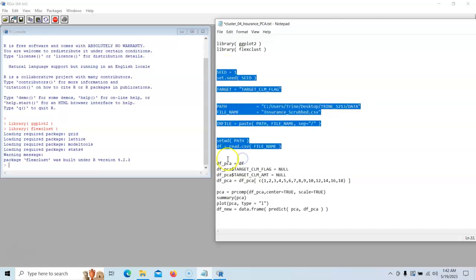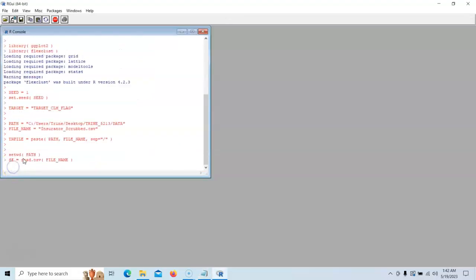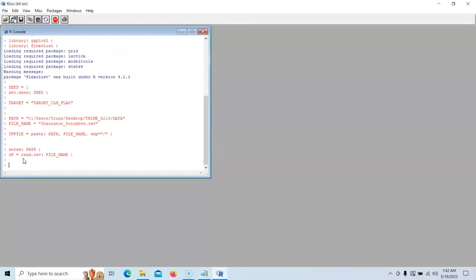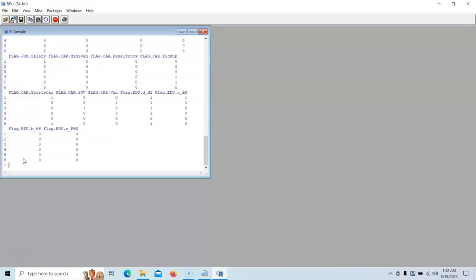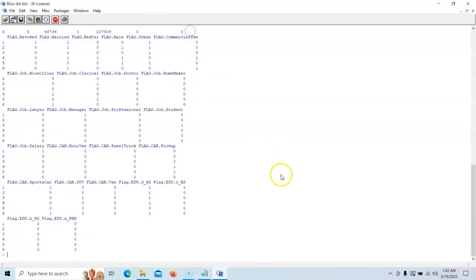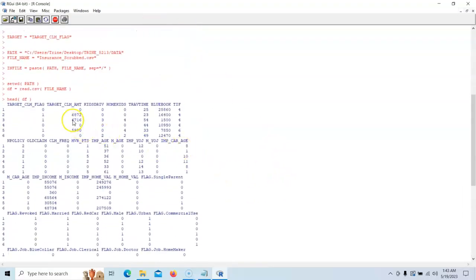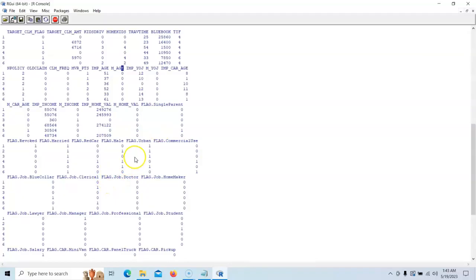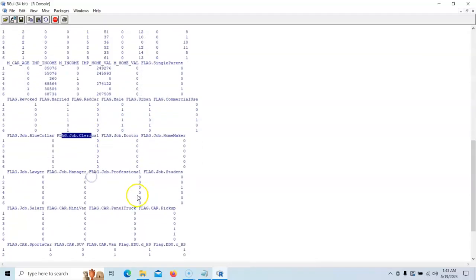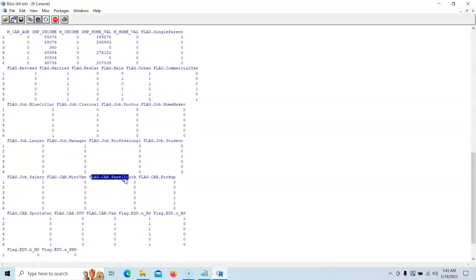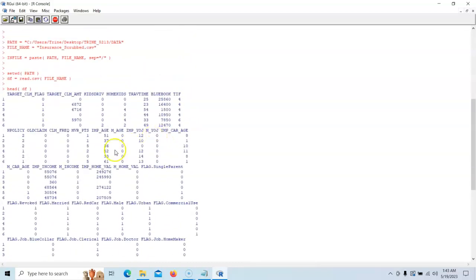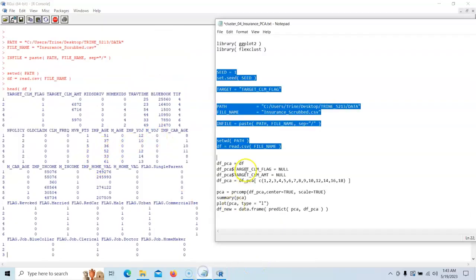And if you recall, this data set has been scrubbed. So if I do head df, there you go. Look, the data has all been scrubbed. We don't have any missing values. We have them all imputed. And we have a lot of flags here. For example, this one says I'm a male and I'm a clerical worker, my car is a panel truck. I've got a lot of flag variables and numeric variables.